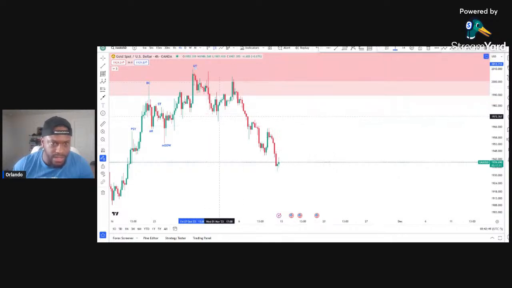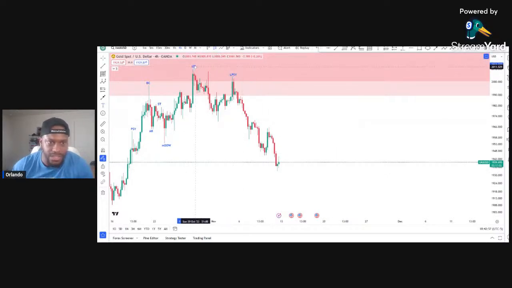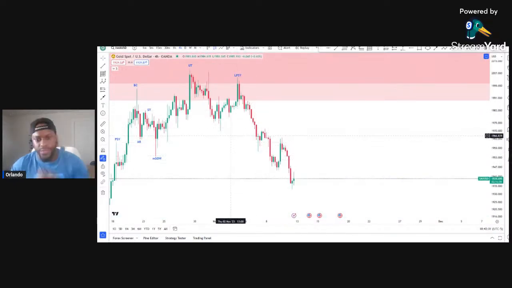Price goes down and it comes back and creates a LPSY, which is the last point of supply. So this one did not have a UTAD to test. This is a distribution schematic number 2. Price starts to fall. Now we get what? Now we have what? We're in here.